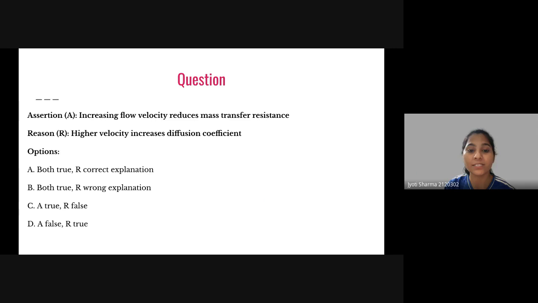Increasing flow velocity reduces mass transfer resistance. If we have high flow velocity, that will reduce mass transfer resistance. This is right. If the velocity is higher, the resistance will be lower. High velocity increases the diffusion coefficient. This is wrong, because the diffusion coefficient is not dependent on the velocity, right? So C answer is the right one.